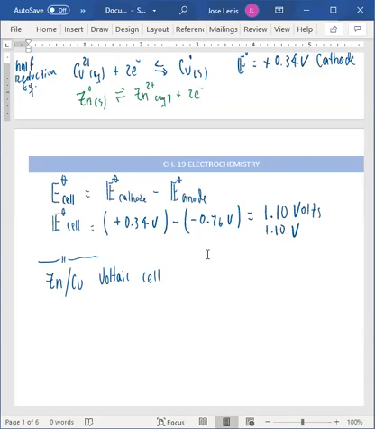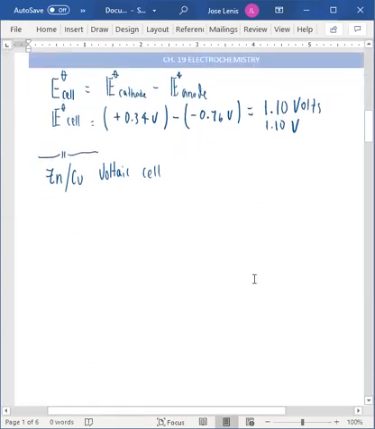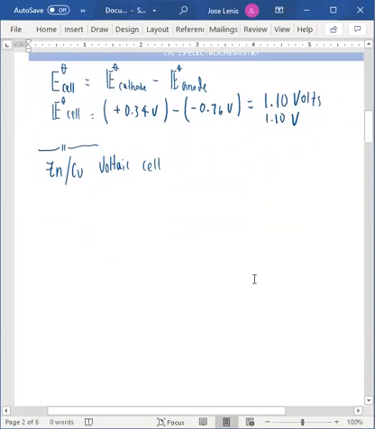Let's review how we did that. You've been asked to build a zinc copper voltaic cell, and you need to find the potential for that cell. That's the question: what is the standard potential for that cell? What cell? Zinc copper cell. So how do we do that?